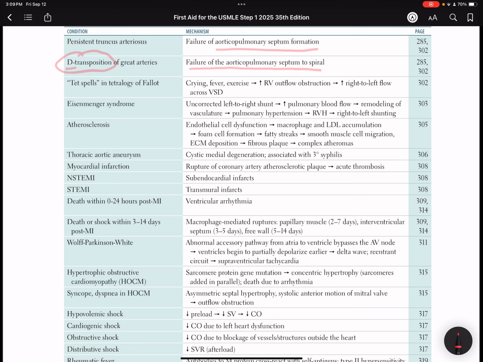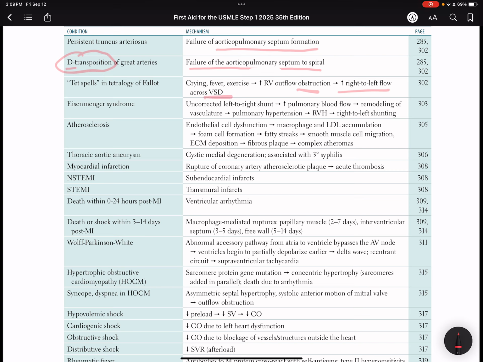Then we have tet spells in tetralogy of Fallot. You see mainly crying, fever, and exercise that increases right ventricular outflow obstruction. This leads to increased right to left flow across VSD.